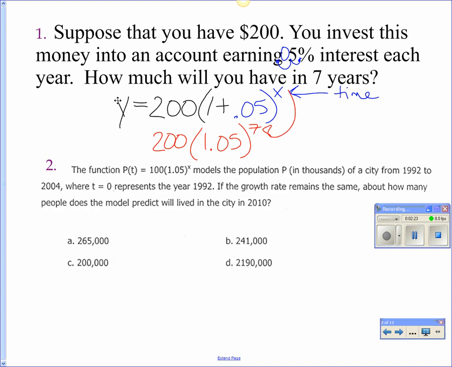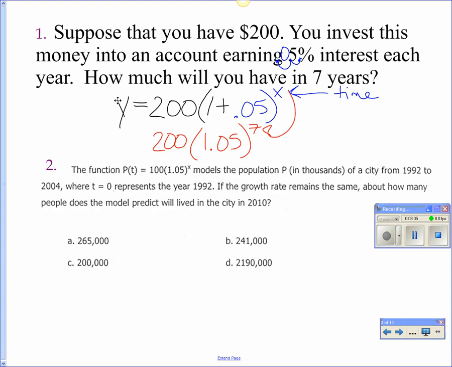Do I have any x's left? No, I have all numbers. What can you do when you have all numbers? Put it in your calculator. All right, you can put it in your calculator. So I'm going to type in 200. Everybody should be typing this in with me. 200 parentheses 1.05. How do I put the 7 in there? What do I have to use? The caret key right there. Got to use that caret key. Pop the 7 up.